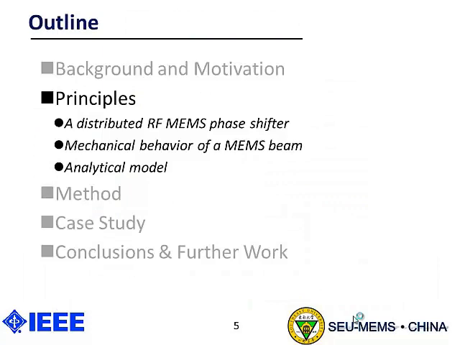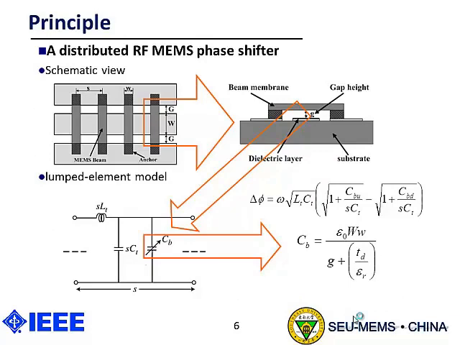First, the principle. Here is a distributed MEMS phase shifter, a high impedance CPW transmission line periodically loaded with a certain number of MEMS switches. In a lumped elements model, the phase shift per unit length can be expressed as this. The C_bu and the C_bd are the switch capacitance in upstate and downstate positions, which can be expressed as this. The g is the gap height of the beam.